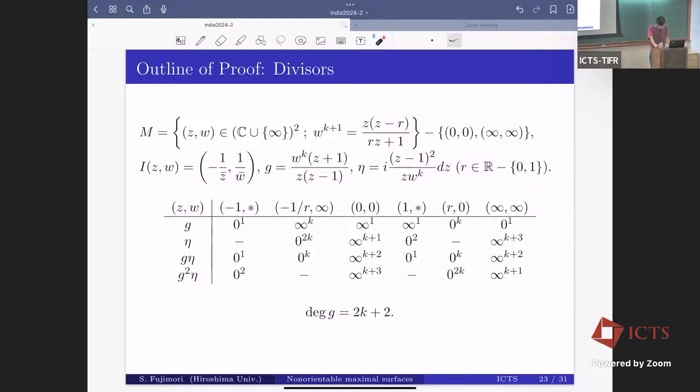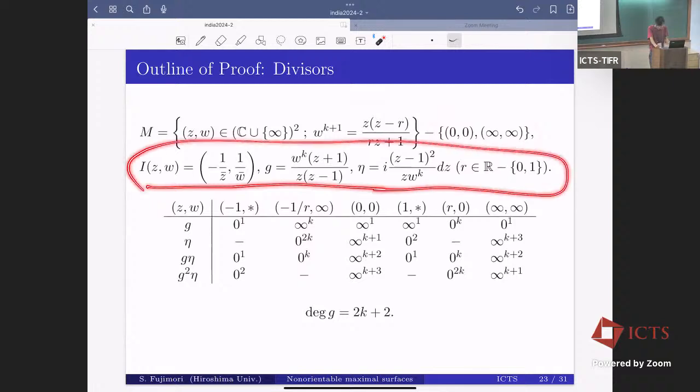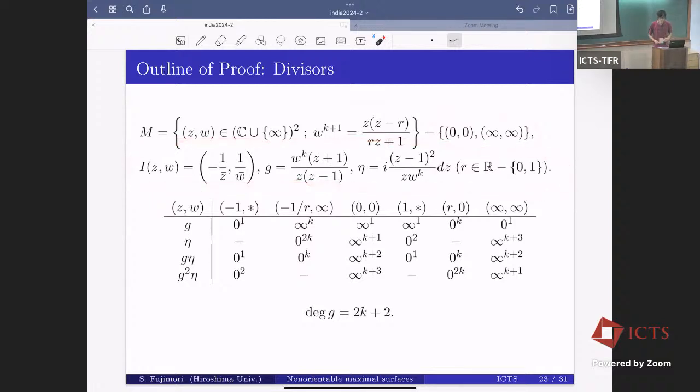Now, the Riemann surface is defined this way. The double cover gives a Riemann surface of genus k with 2 points removed. And f, G and eta are set this way. So the divisors of G and eta and so on are this. This means a zero of order 1, this is a pole of order k, this is a pole of order k plus 1, this is a zero of order 2 or something like that.